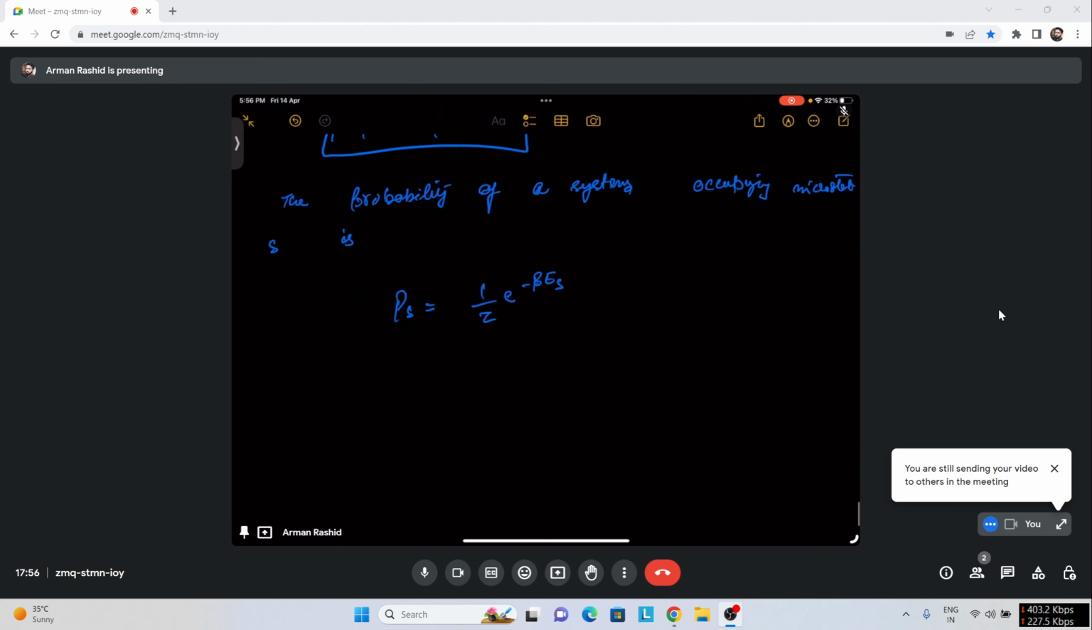Thus the partition function plays a very important role in normalizing the probability. It ensures that the summation over the probabilities of all the states will be equal to 1. How? We write 1 by Z summation over S of e raised to the power minus beta E_S. So this is Z times 1 by Z, which is 1.